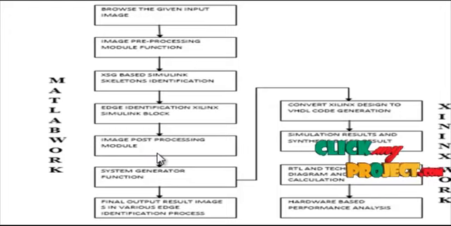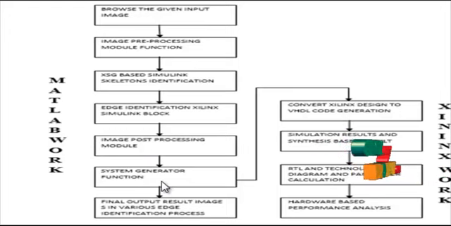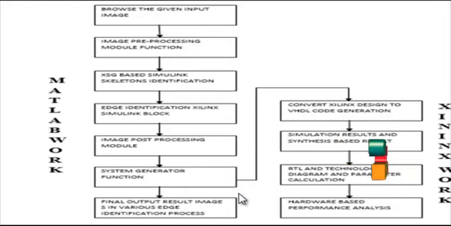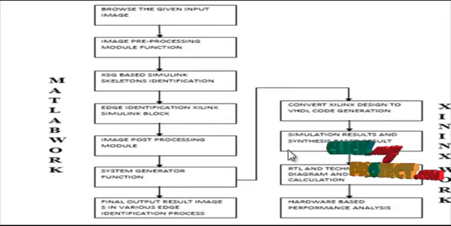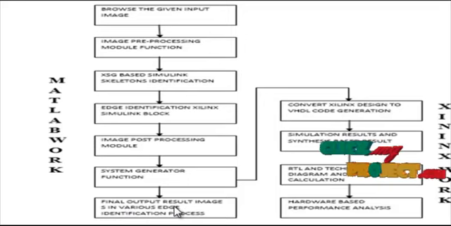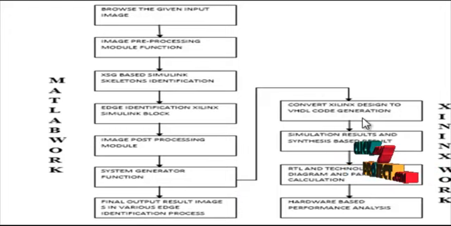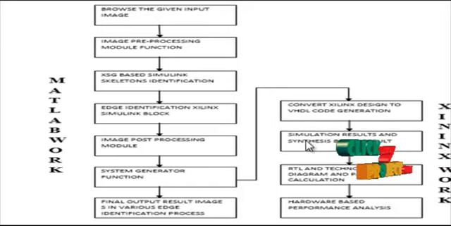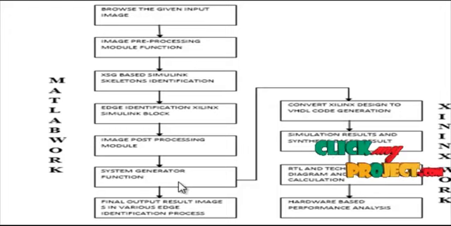Then we apply the System Generator function. These generator functions are mainly used to convert the Simulink design to the required VHDL or Verilog code. This code is applied to the FPGA process. This is the final output result for the edge identification image display. Then the System Generator converts the Xilinx design to VHDL code, then we apply the Xilinx software. Then we calculate the Simulink results and synthesis results for the overall edge detection process.